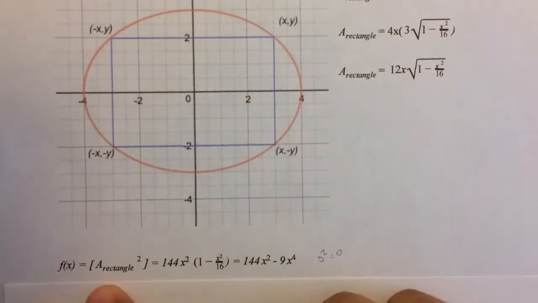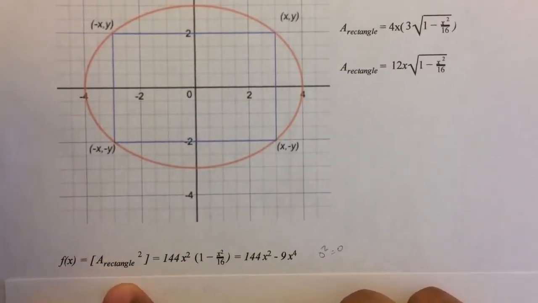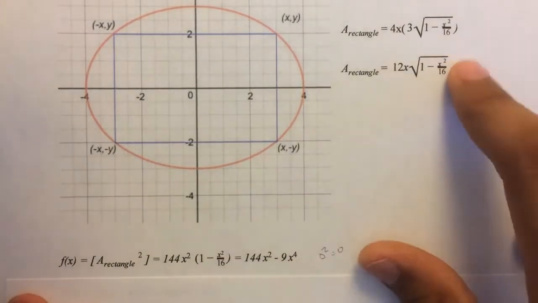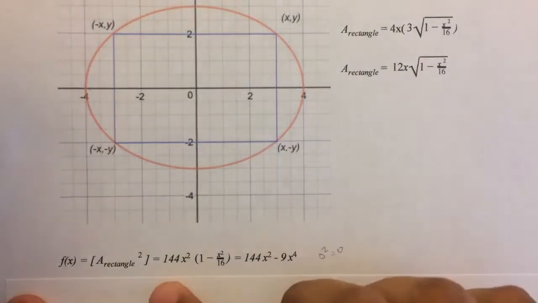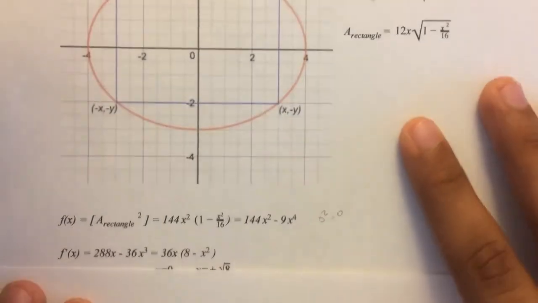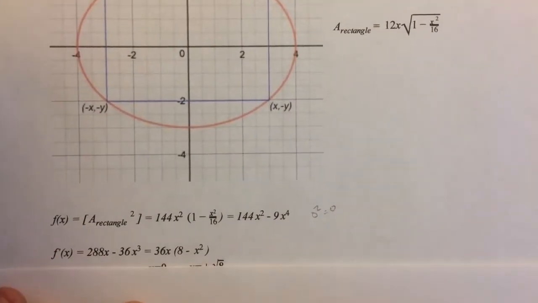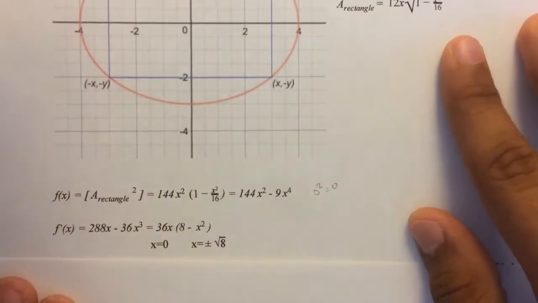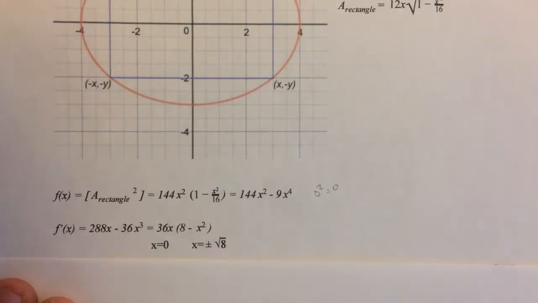So let's just define this function, f of x, and that is the area of the rectangle squared, okay? The reason why we squared this is so that we don't have to deal with a square root when taking the derivative. So this is just 144x squared times 1 minus x squared over 16, which just simplifies down to 144x squared minus 9x to the fourth. And then we take the derivative. So f prime of x equals 288x minus 36x cubed, or 36x times 8 minus x squared. So then we get critical points of x equals 0 and x equals positive negative root 8.